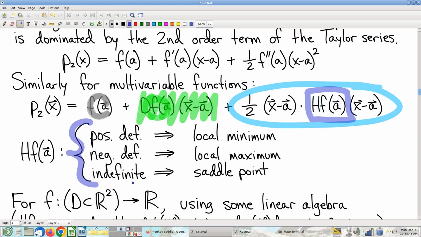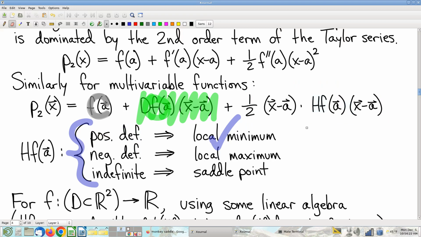Same story though. If this matrix here is positive definite, that means this expression is always positive away from the critical point. And if the expression defining the behavior is always positive, that means the function is increasing away from the critical point, and that means you have a minimum. Everybody with me? Notice how it's totally analogous to the single variable version. And likewise for negative definite and likewise for indefinite.